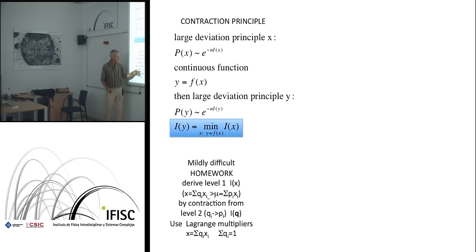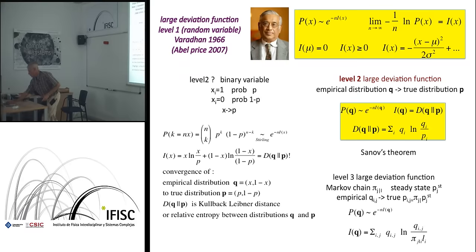So let me explain. For level two, I had the convergence of probability distributions. I showed you I have a measurement of a probability distribution Qi, and it converges to the true distribution Pi. And for that, I gave you the large deviation function. It's this Kullback-Leibler divergence. So I know what this rate function is. It's given by that.